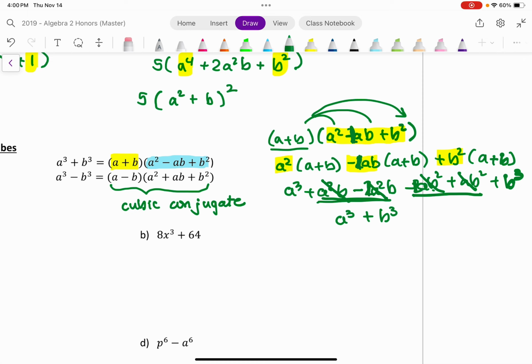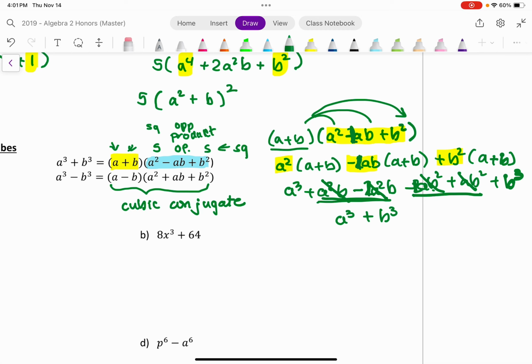I have a little memory device for this. You have like the cube root here and here. Once you have the binomial, we use SOPS: square of the first term, opposite of the product, and then square of the last term. So this is square. This is opposite of product. Ooh, my spelling here. And then square of the last term.